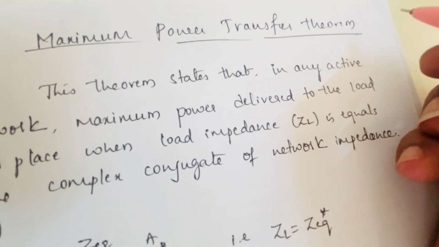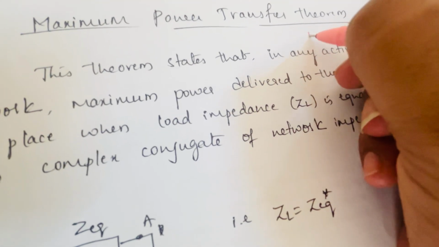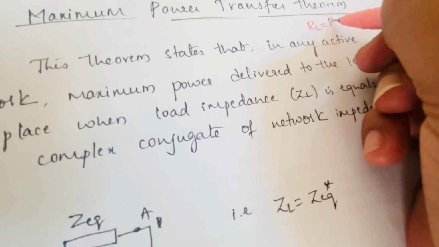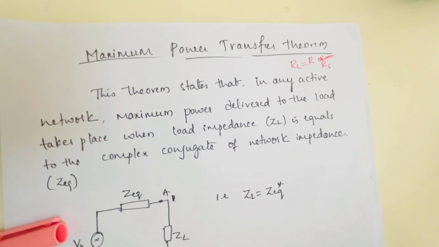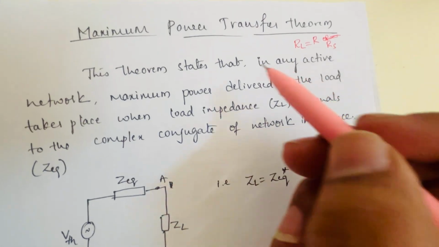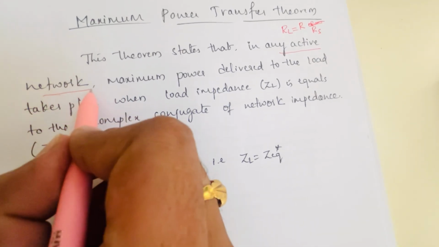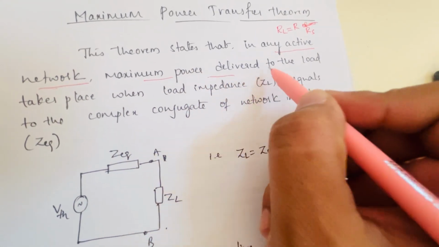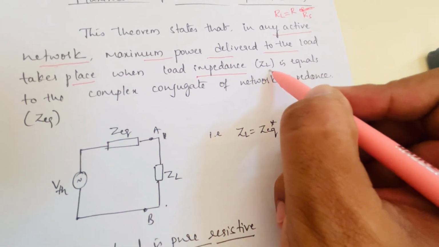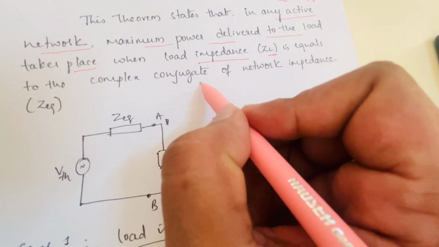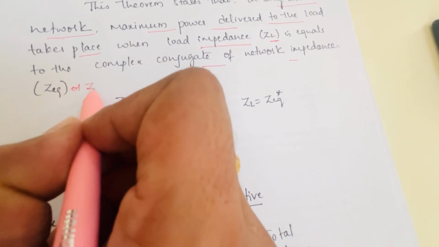In this video, we'll discuss the maximum power transfer theorem and the proof when load resistance is the same as source resistance, RS. First, you should know the statement. This theorem states that in any active network, maximum power delivered to the load takes place when load impedance ZL equals the complex conjugate of the network impedance, that is Z equivalent or simply Z.